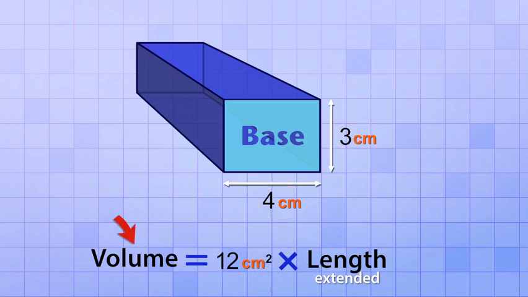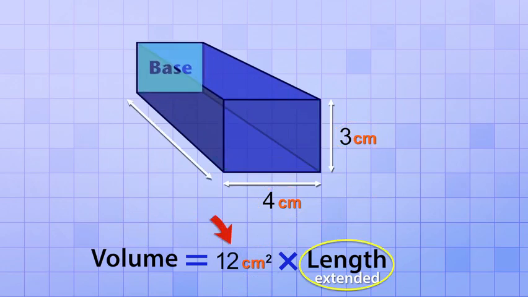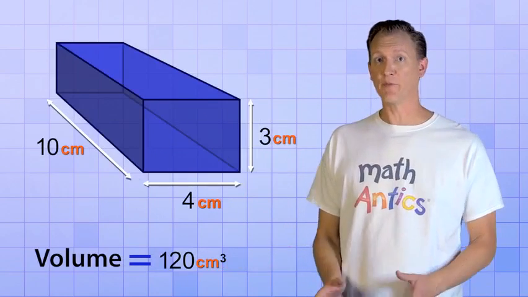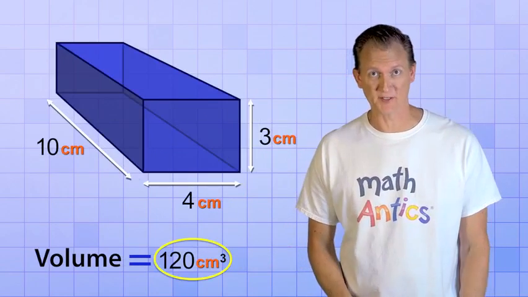Now, to find the volume, we just need to multiply that area by the length that the base was extended. Our diagram tells us that distance is 10 centimeters. So if we multiply 12 centimeters squared by 10 centimeters, we get 120 centimeters cubed. So this rectangular prism has a volume of 120 cubic centimeters.